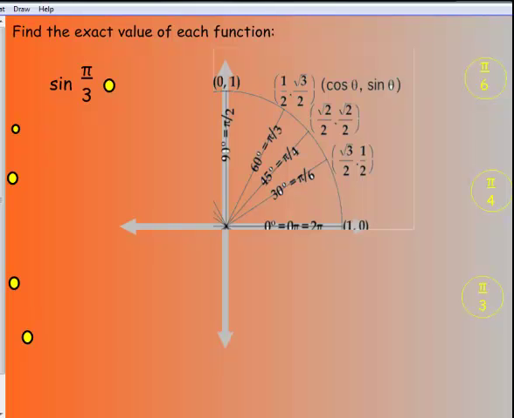So pi over 3, all I have to do is find my pi over 3, which is right there, and I realize I'm using these 2 points. Okay, I want the sine. Sine's the y value. Boom, done. Radical 3 over 2.